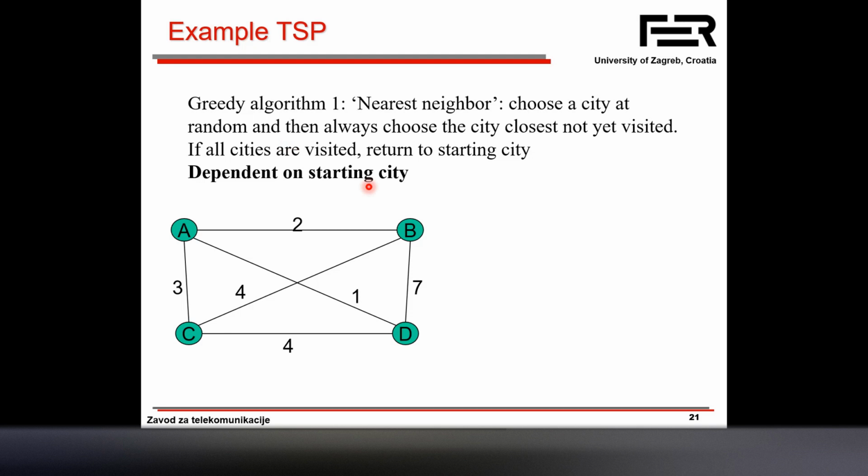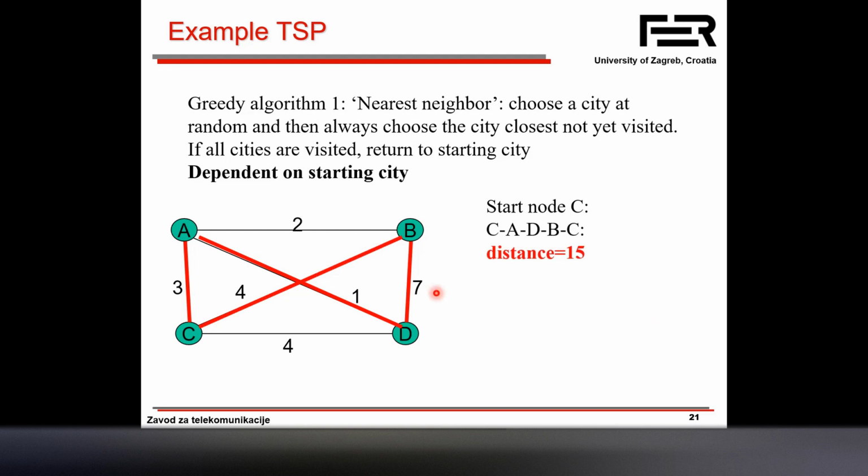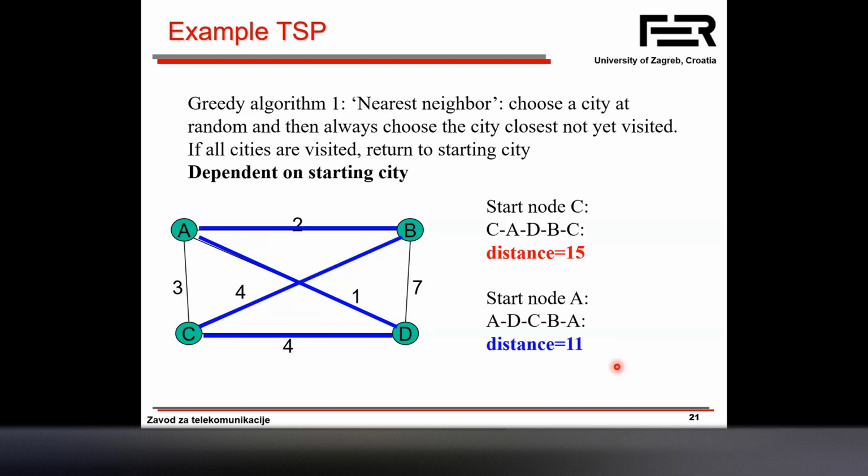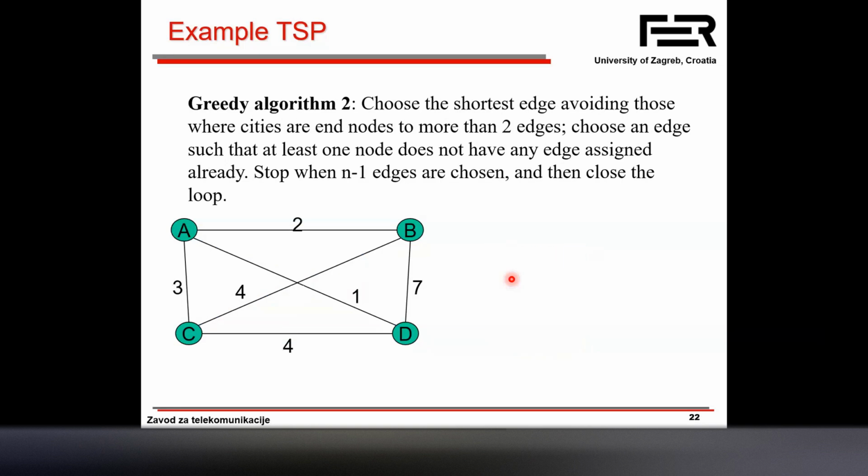So the first example, nearest neighbor. We start at node C, then we go to A, D, and so on. Okay, we have this distance. If we were to start at a different node, we would get a different solution. So we get a better solution in that case. So this is an example, and we see that clearly the solution to our greedy algorithm is going to depend very much on the starting city.